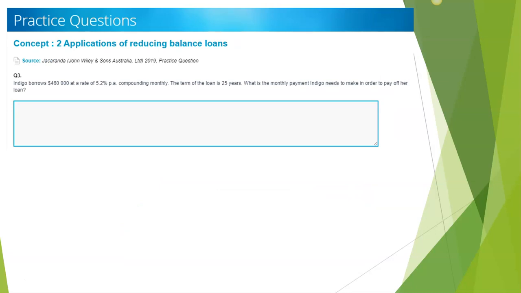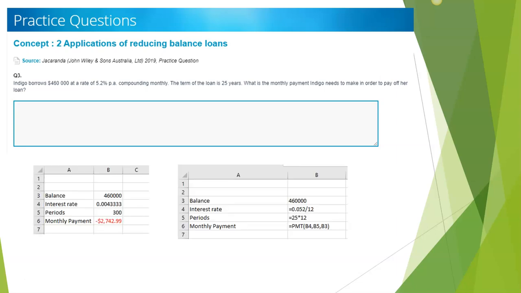Question 3. Indigo borrows $460,000 at 5.2% per annum compounded monthly. The term's 25 years. Calculate the payment that she needs. So once again, that's using the PMT function in Excel. Here are my two snips, one with the formulas shown. So 460,000, 5.2% compounded monthly, 25 years, 12 months per year. Here's my formula and my repayment of $2,742.99.